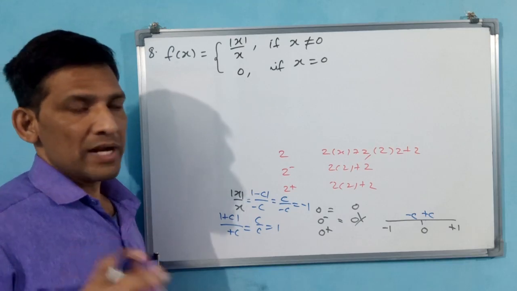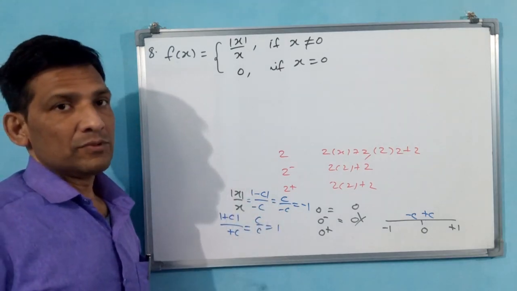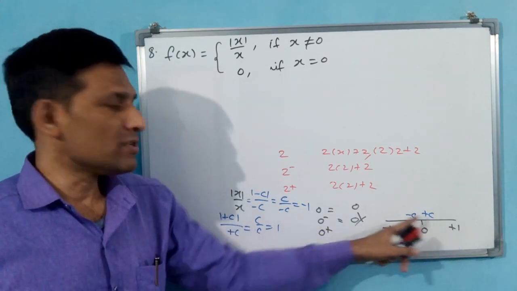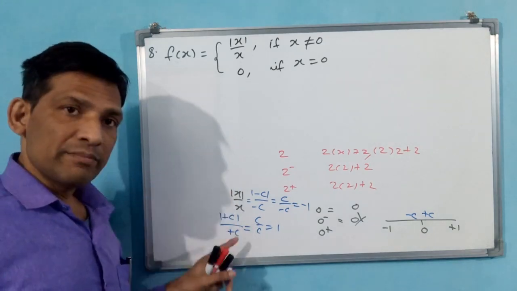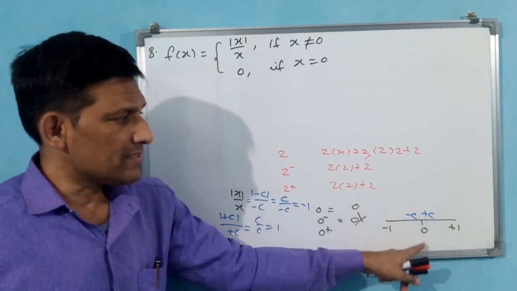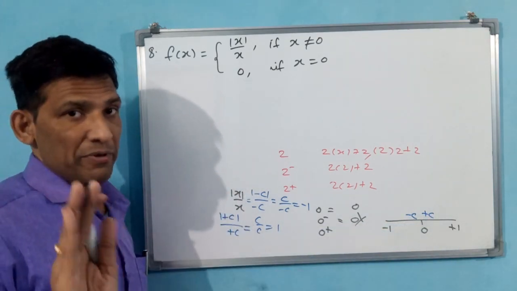0 by 0 you should not take, and you don't get any result. Both are going to become the same. Why? Because this also we are going to take 0, same, this also we are going to take 0, same. There is no difference while making a division. That is why you have to take minus c, plus c. When we are dividing, keep in your mind.